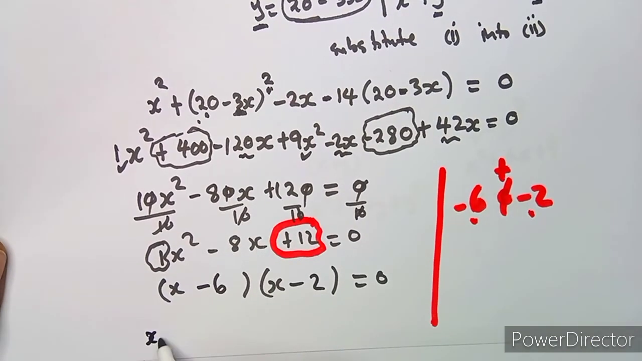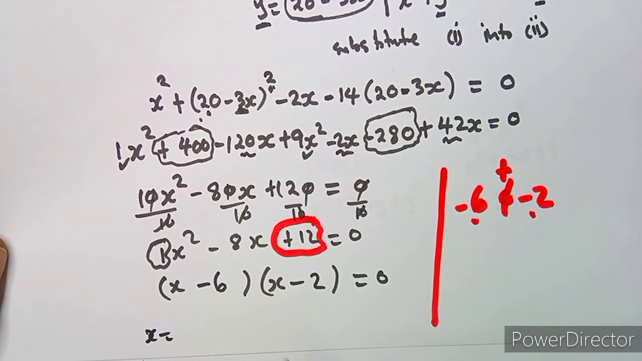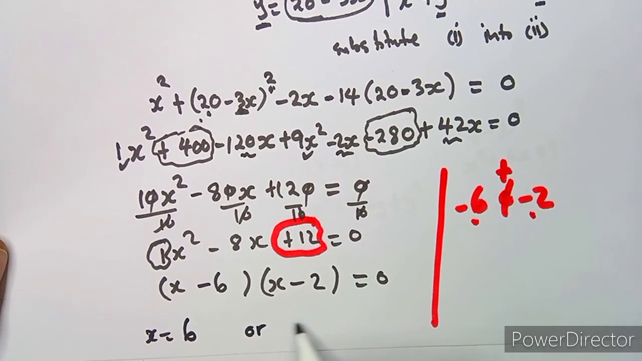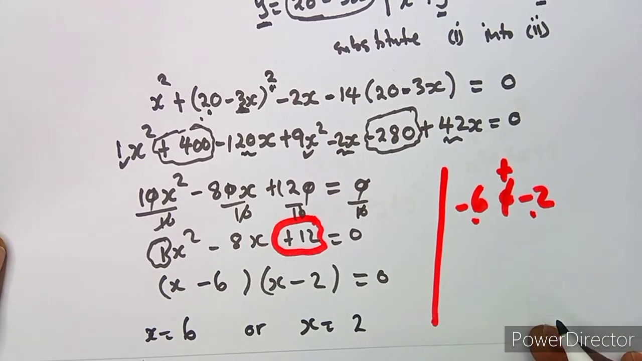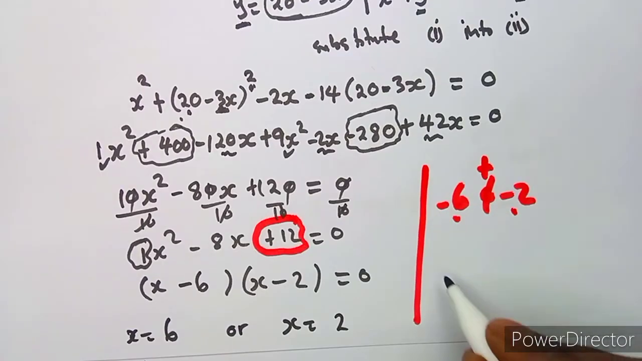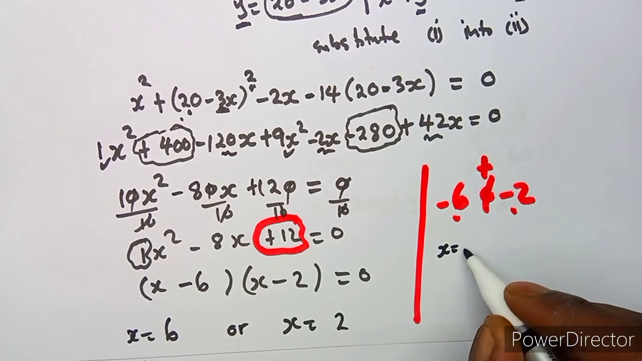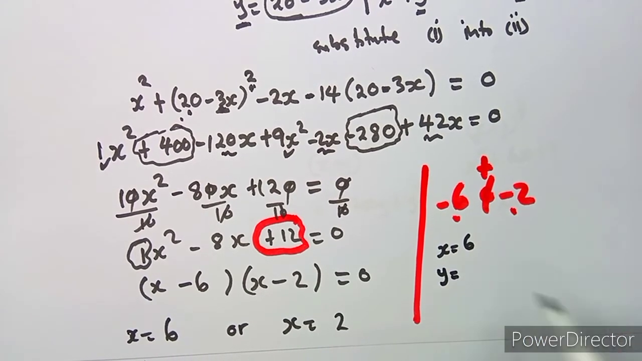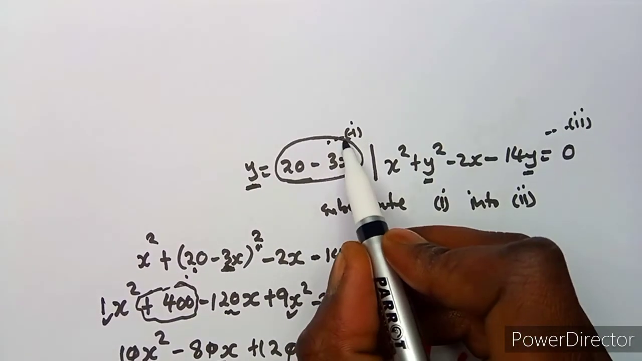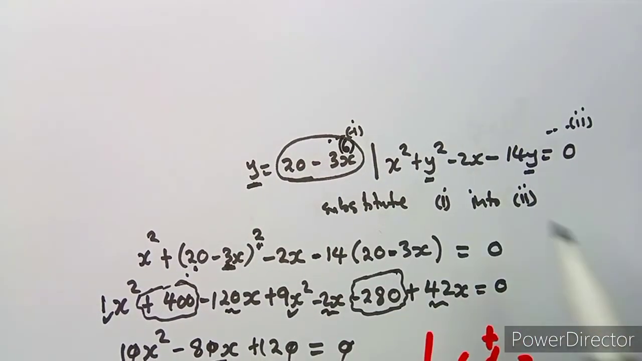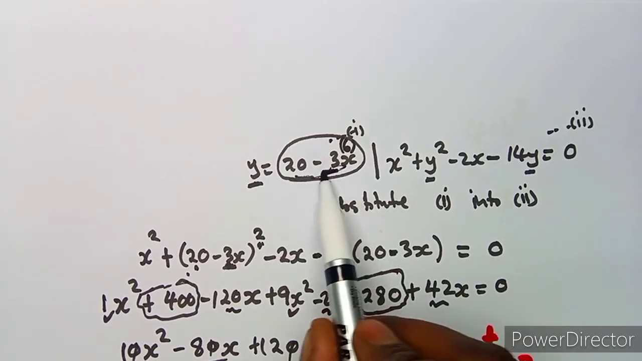So therefore, that means our x is going minus 6 here is going to be a positive 6, or x is equal to minus 2 to that side is going to be a positive 2. So these are the values of x that must correspond exactly with the values of y. When x is equal to 6, therefore what is the value of y? I have to substitute this 6 into this equation. So here, substitute 6. Let's simply use this equation because it's the easiest one.